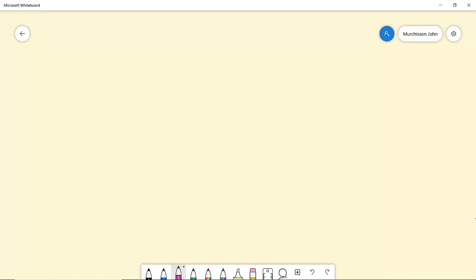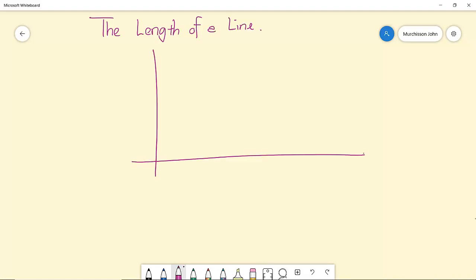The length of a line. If we have 2 points, x and y, P with coordinates x1, y1, and Q with coordinates x2, y2.